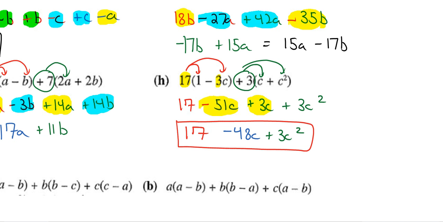And you may also write this as 3c squared minus 48c plus 17. These are all equivalent answers here. Okay, so I'm just rearranging the terms right there.